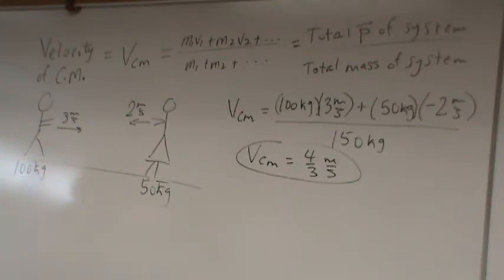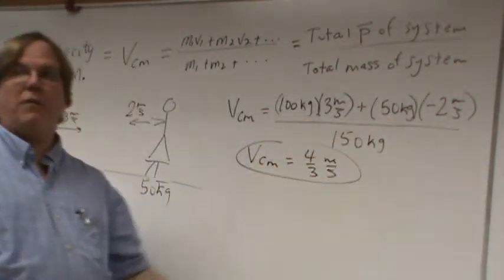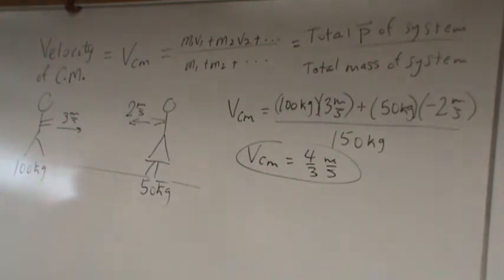So let's say this happens. Okay, before I go on, are you guys okay with that? Can I move on? Any questions? Okay. Remember, the girl has a negative momentum. So it's not 400, it's 200.